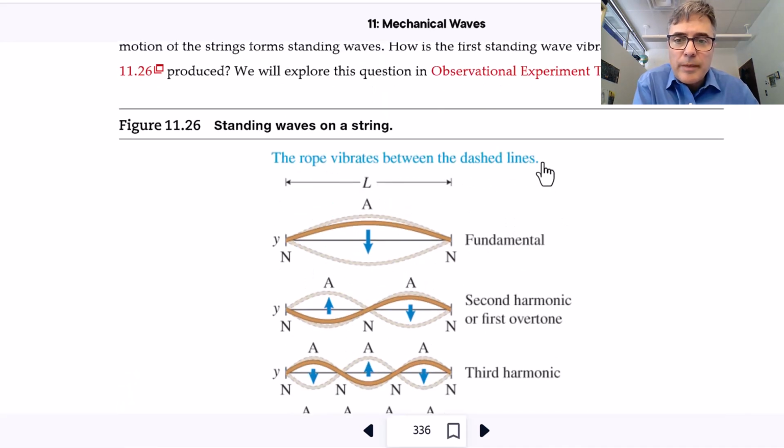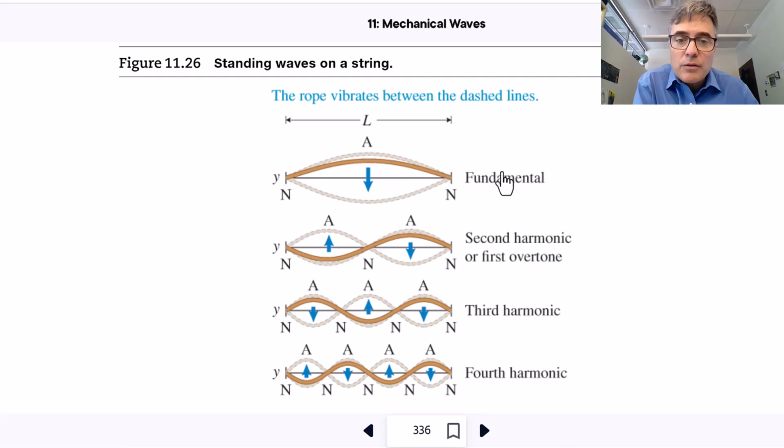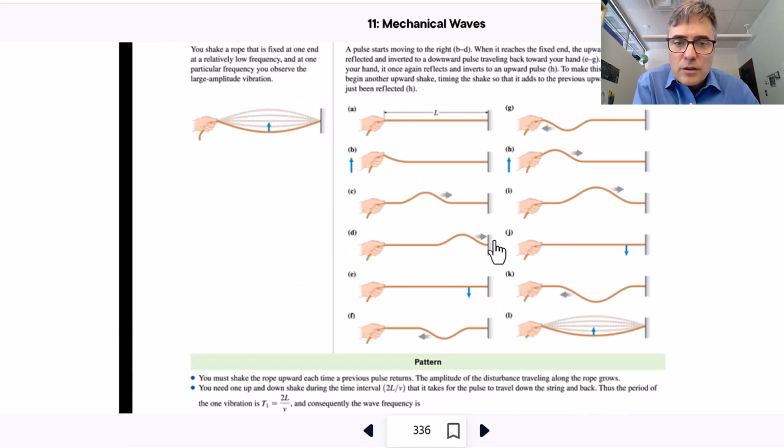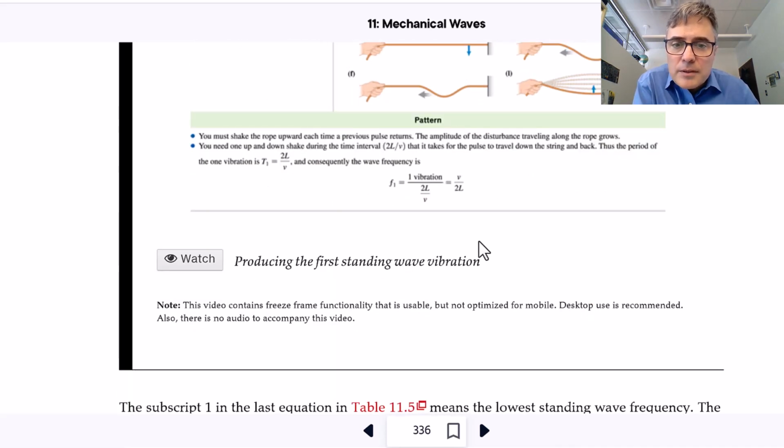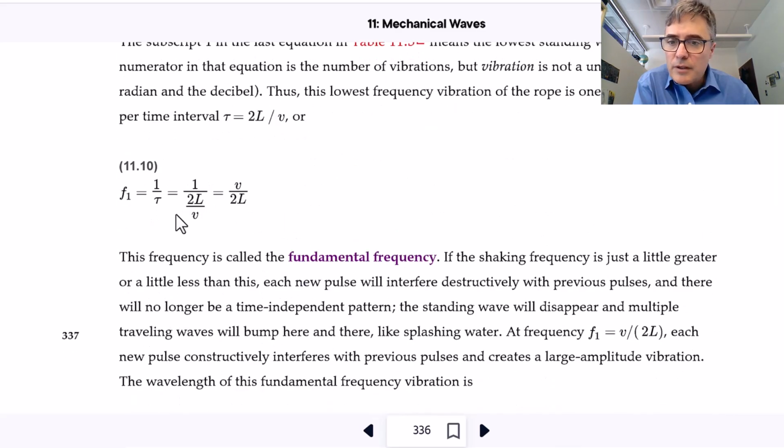And so depending on the frequency, there are certain frequencies where standing waves can exist on a rope for a given speed and for a given length. And it's all coming from basically reflections of waves from the ends. The frequency of the fundamental mode is the speed of waves on the string divided by 2L, where L is the length of that string. There it is. So that's 11.10.